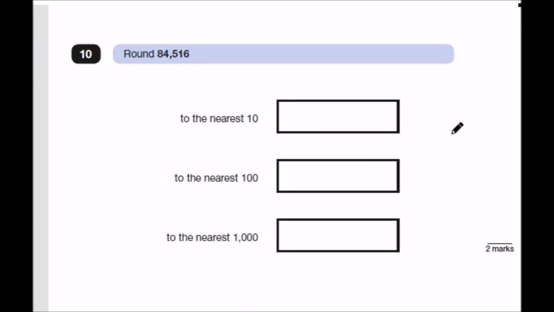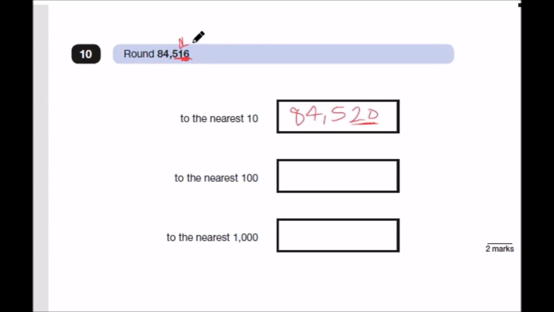All right, rounding. I love this one. Round 84,516 to the nearest 10. So to round to the nearest 10, we look at the tens part here. If it's over 5, it'll go upwards. So 16 will go up to 20. So it'll be 84,520.